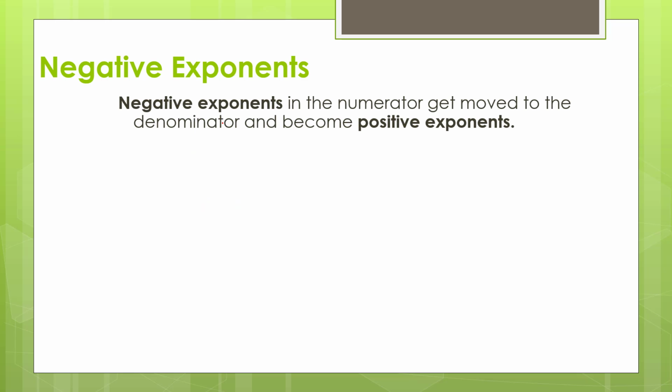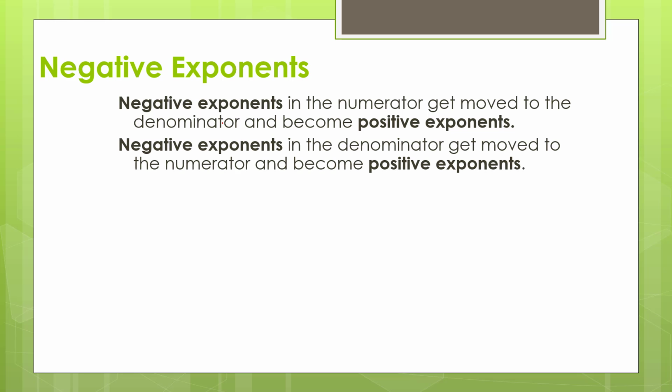Negative exponents. Negative exponents in the numerator get moved to the denominator and become positive exponents. Negative exponents in the denominator get moved to the numerator and become positive exponents. So remember, we talked about wanting to get along with your brother, and when your brother is super annoying to you, the easiest way to get along with him is to send him downstairs to the basement. When he's downstairs in the basement and you're upstairs relaxing, you're happy, he's happy, everybody's positive.